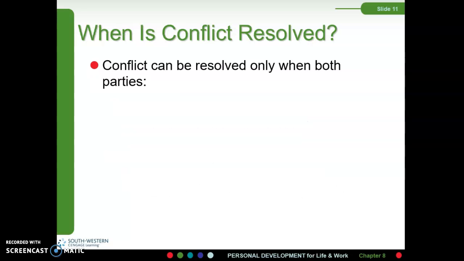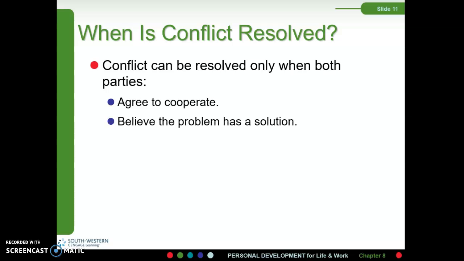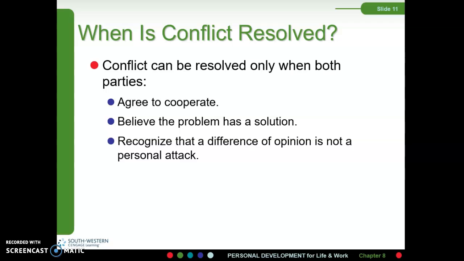Now, when is conflict resolved? Conflict can be resolved only when both parties agree to cooperate. You have to have agreement. You have to have unity, because disagreement is not going to solve the problem. But when you have agreement and everyone is in agreement, then you can resolve the conflict. And believe the problem has a solution. When everyone agrees to cooperate and believes that the problem has a solution, then you can resolve the conflict.